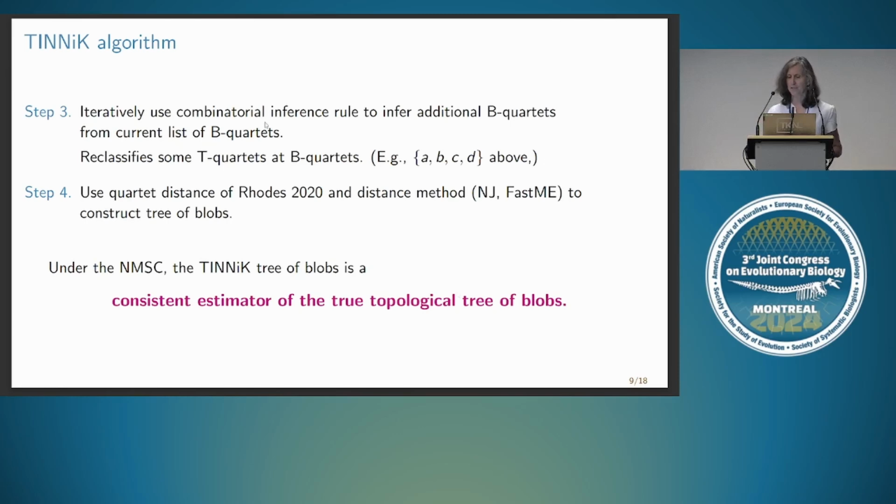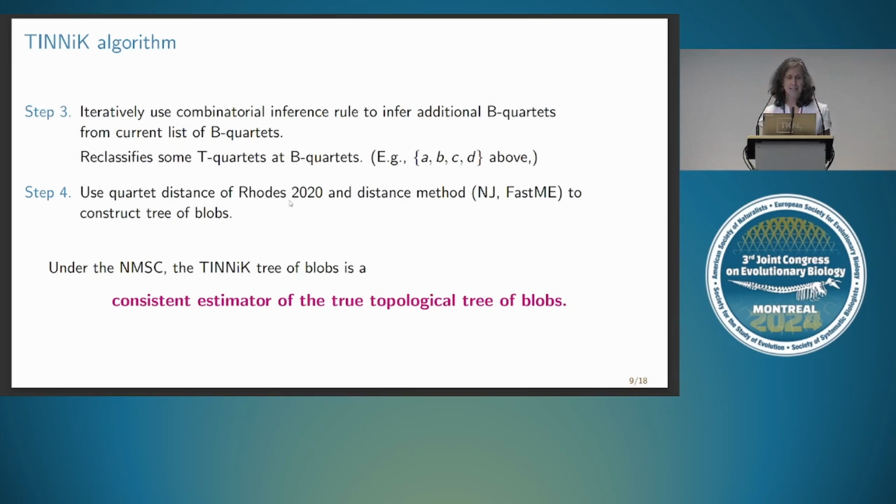Okay, that's not quite enough, so what you have to do is pass over this list again and iteratively use the combinatorial inference rule to get additional B quartets. Because remember, you might have a B quartet on the true network which looks like a T quartet in your data. So this requires passing through your list again and again, using a combinatorial rule that recognizes additional B quartets based on the list of those currently classified as B quartets. So this is very combinatorial in nature. And the point, again, is to reclassify some current T quartets as B quartets, like the one I tried to highlight above, which is a B quartet on the true network, but you can't tell when you focus on quartets only.